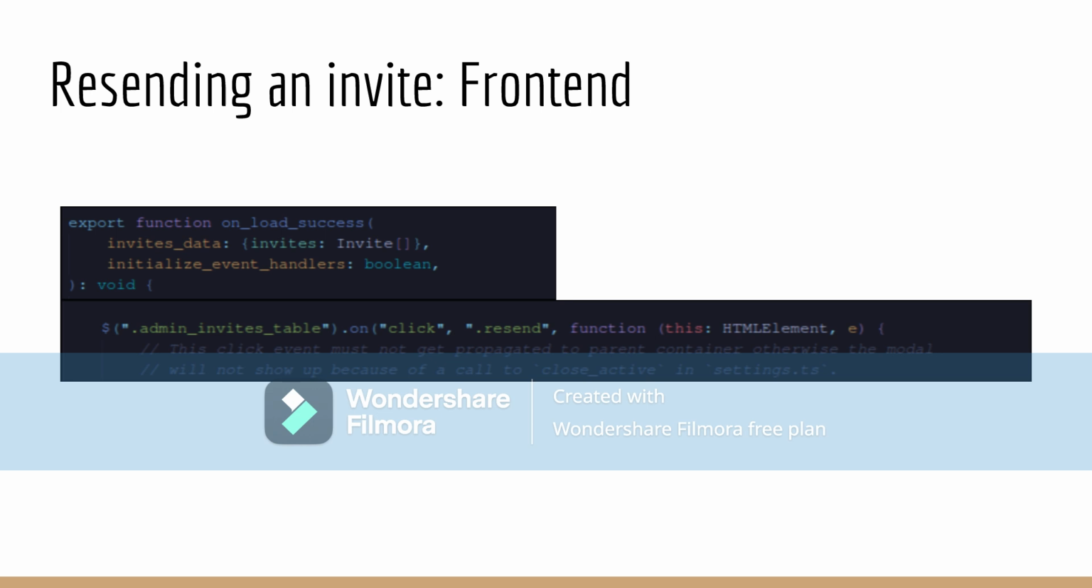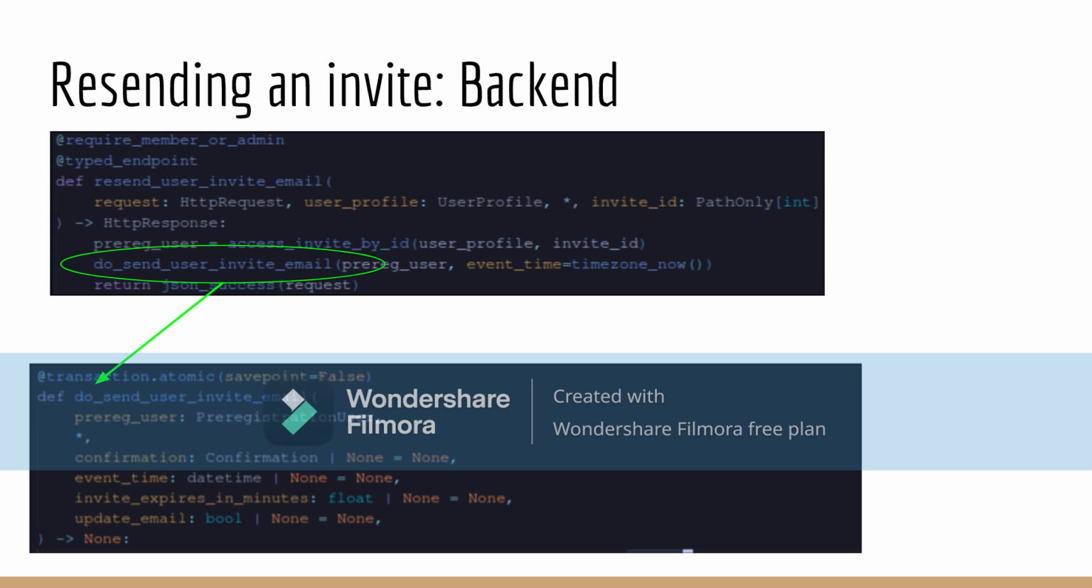Now let's see how that looks on the back end. As we can see, the function resend user invite email is called, and given the invite ID of the invite whose email is to be resent. This function gets the pre-registration user using that invite ID and passes it to the function do send user invite email. The do send user invite email function then sends out a new email to that user, letting them know they have been invited to the server.